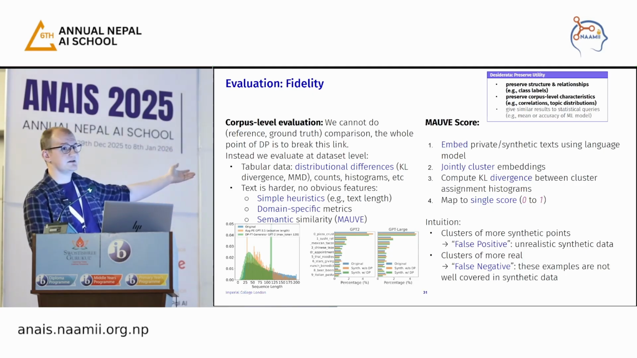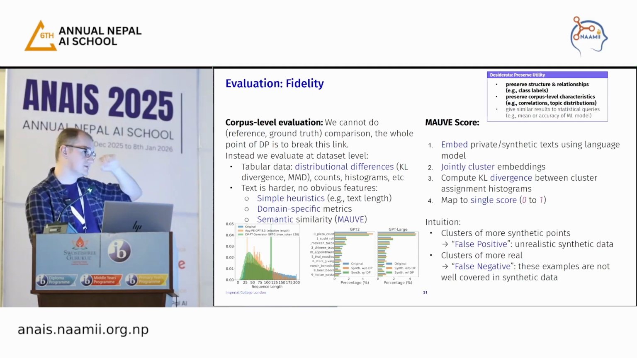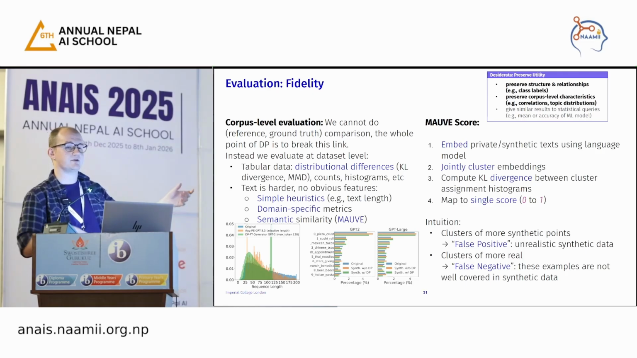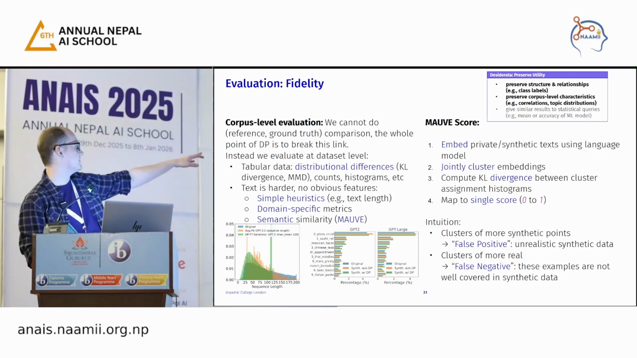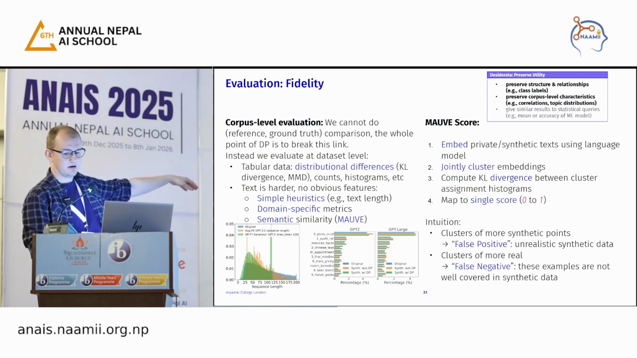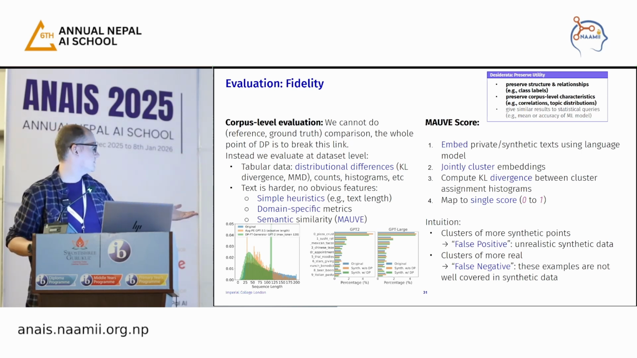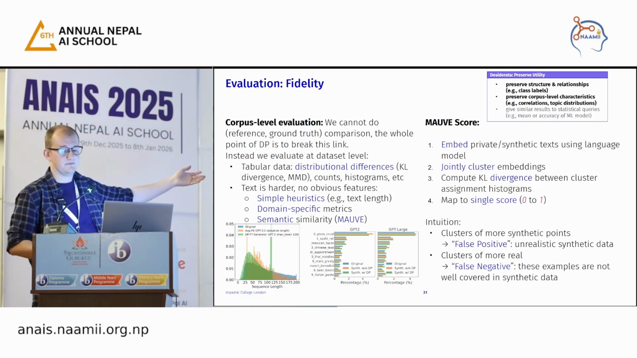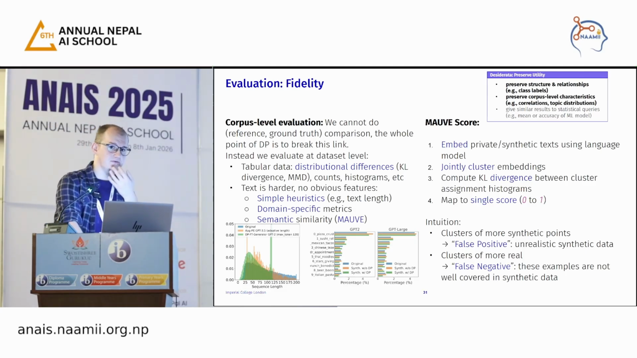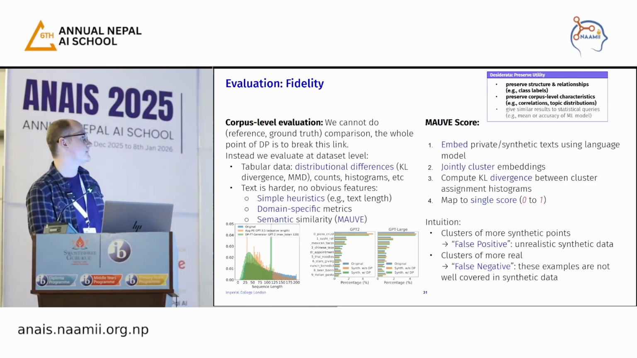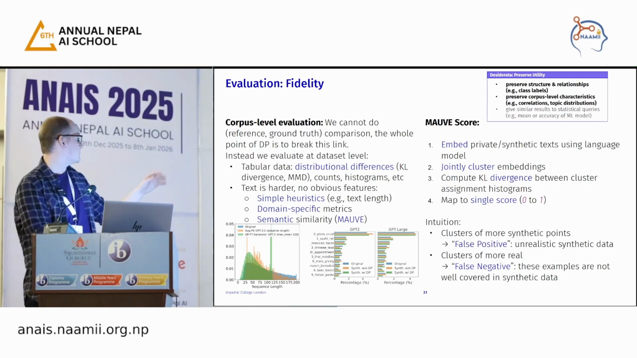For tabular data, it's simple, right? We can look at the distribution of this column versus the distribution of this column in the synthetic data. If they match, for example, measured by KL divergence or MMD, then it's good. If they are very different, then it's not so good. We can do counts of categories, histograms of categorical values as well, and so on. Now for text, it's a bit harder because there are no obvious features that we want to compare on a corpus level.